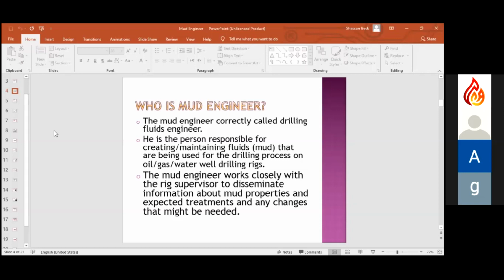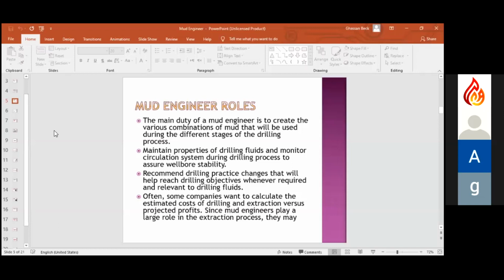Now, the information about mud engineers. Okay, mud engineer. In the past they called him mud man or something like this, but now, because most people in the industry are educated, it has become mud engineer. Mud engineer roles: the main duty of the mud engineer is to create a mud that will be used during the different stages of the drilling process.